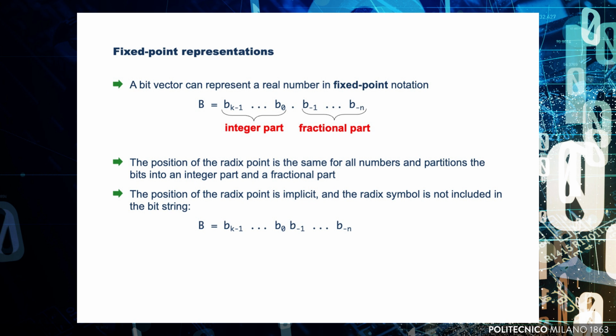This partitions the bit string into two parts: a predefined number of bits for the integer part and a predefined number of bits for the fractional part. In fixed point notation, the position of the radix point is implicit within the numerical representation. Therefore, it is not explicitly stored or represented in the bit string.